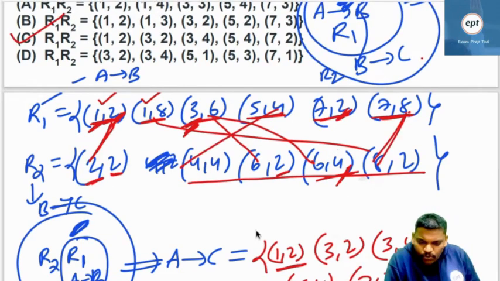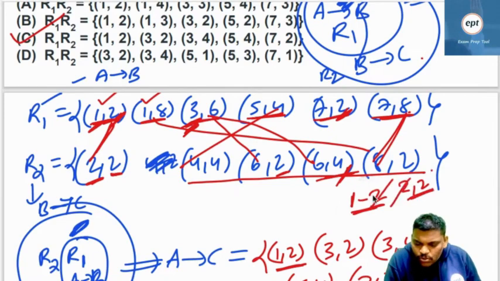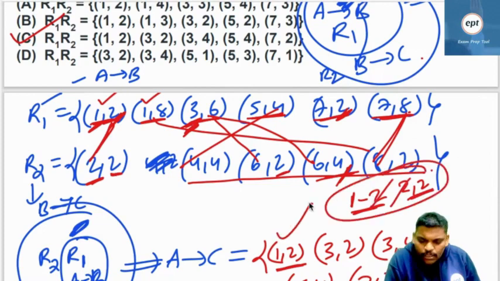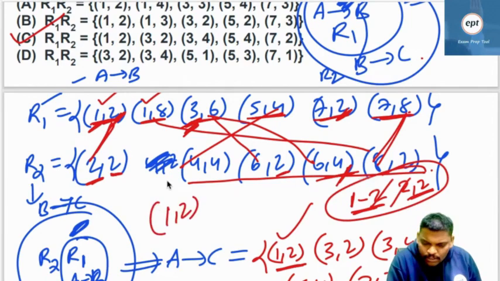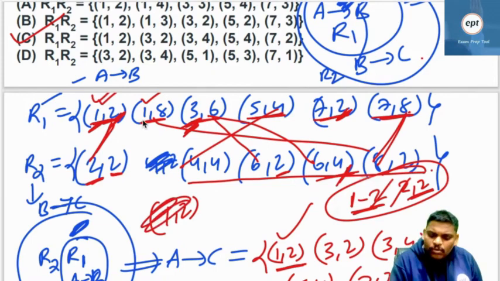So see this one. In R1, 1, 2. In R2, anyone starting with 2? 2, 2. So 2 cancel. So 1, 2 overall. Okay. Next one. In R1, 1, 2. In R2, anyone starting with 2 other than 2? No one. So 1, 2 is completed. Now go to 1, 8. In R1, 1, 8. In R2, starting with 8, anyone? Yes, 8, 2. So 8 cancel. So 1, 2.